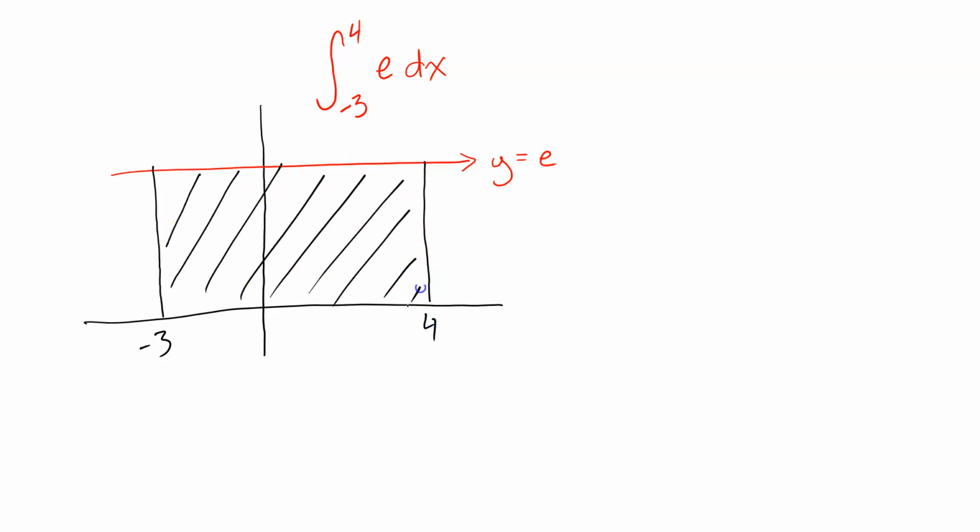Eventually you'll be able to use your calculator for this, but e is a horizontal line. We actually have the area of a rectangle that we're trying to find. This is going to be a width of 4 minus -3 times the height of e. That's just 7 times e.